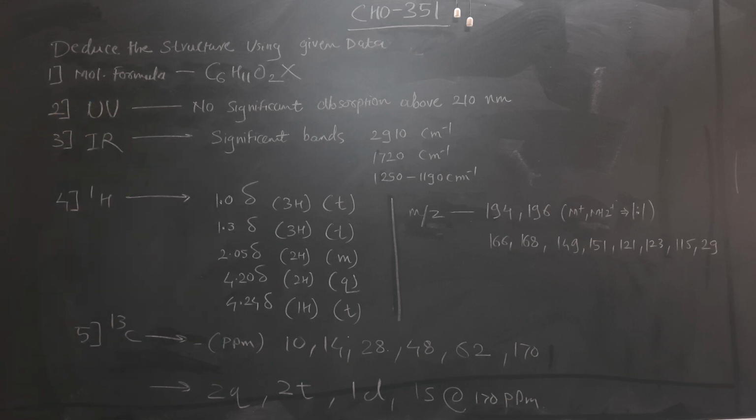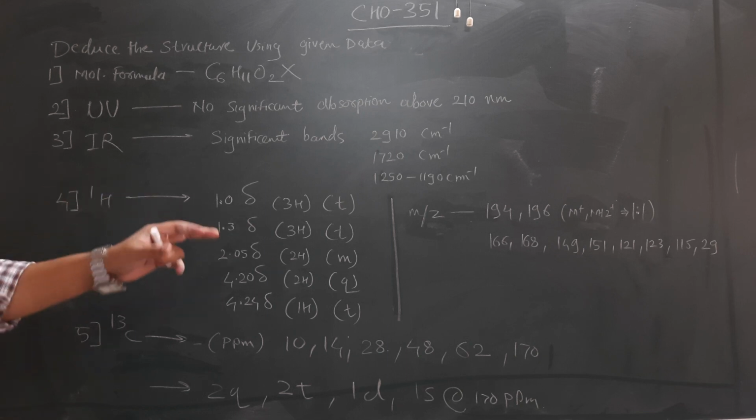So the very first question is, what is this X? Any halogen atom, but which halogen atom? I am expecting you to give the answer. So just look at all the information and predict what X is.